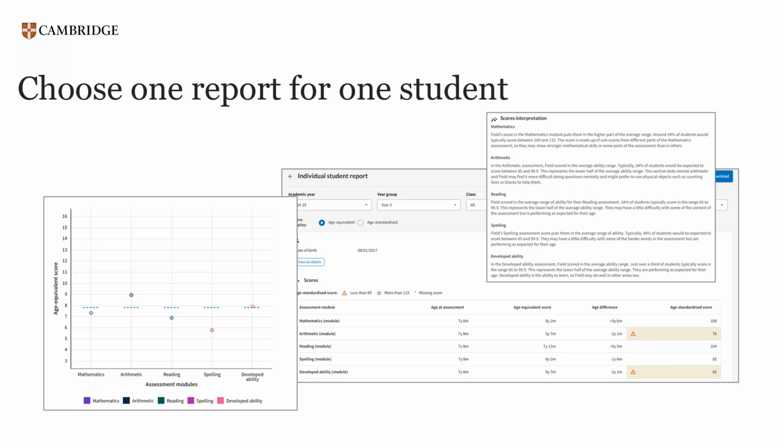baseline assessment reports. So this is our individual student report. So this is one report about one student. And then look at it. What story is it telling you? How can you turn that data into information?